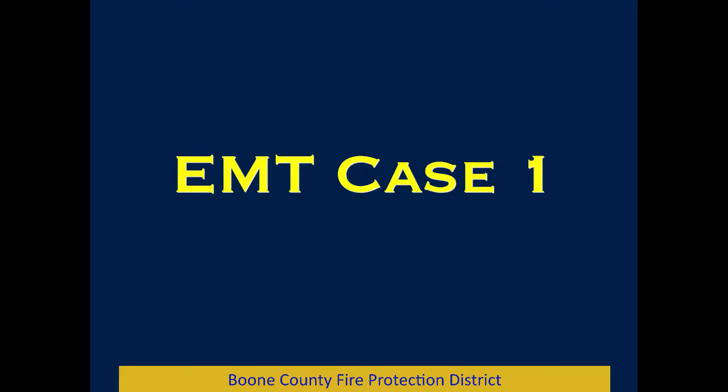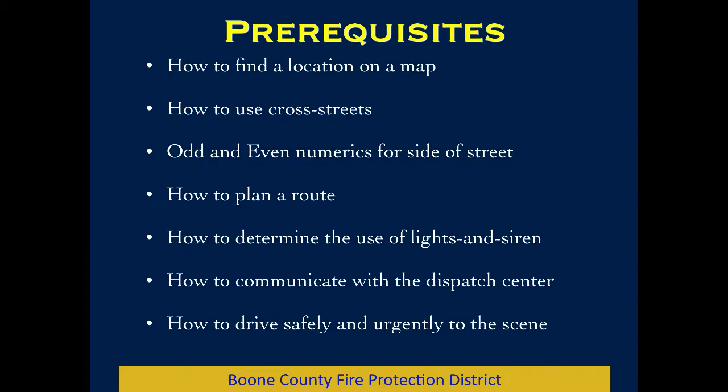Here's case 1 in your EMT course. There's some prerequisites, things that you need to already know, which you will have learned from study in lab as well as your independent study. And these prerequisites include how to find a location on a map using cross streets and using information that you know about where an odd or even numeric is on the east or west or north or south side of a street. It's important that you know where the location is, and so you can plan your approach.